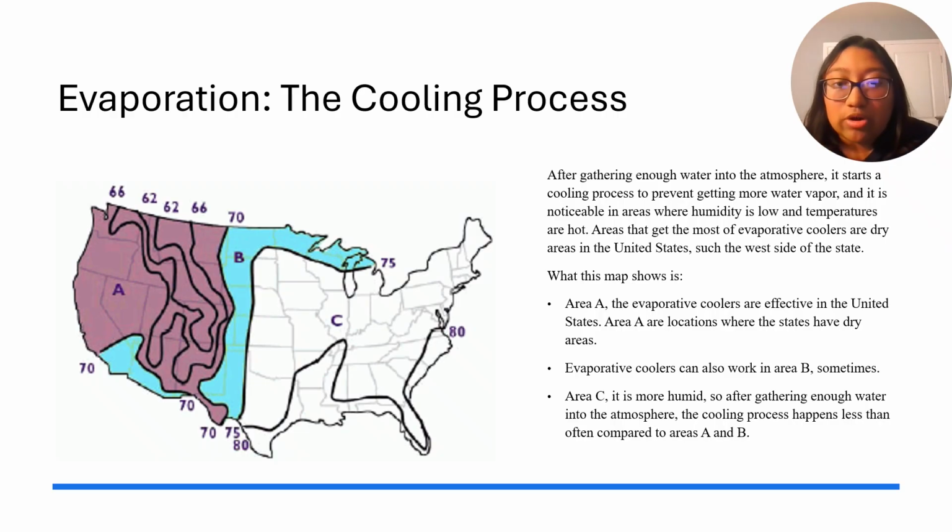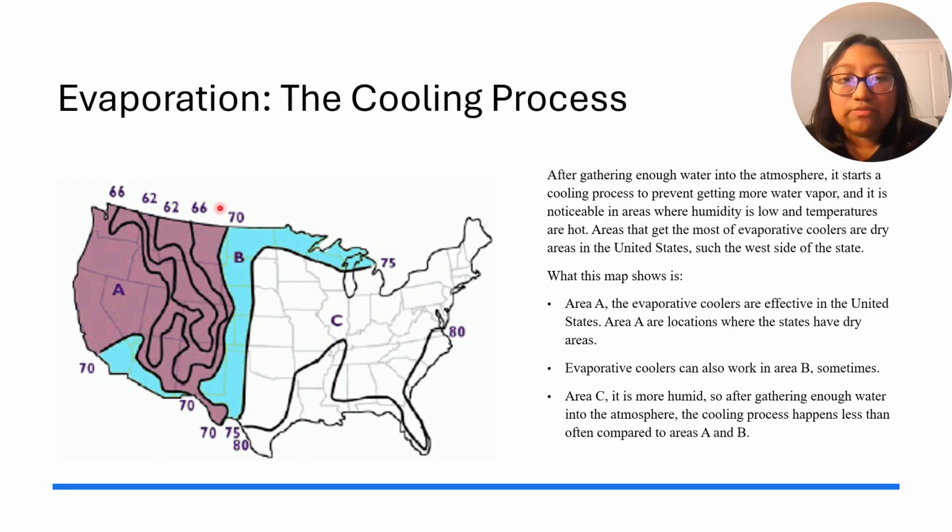After gathering enough water into the atmosphere, it starts a cooling process to prevent getting more water vapor, and it is noticeable in areas where humidity is low and temperatures are hot. Areas that get the most evaporative coolers are dry areas in the United States, such as the west side of the country. So pretty much what this shows is that in Area A, the evaporative coolers are effective in the United States. Area A is located where the states have dry areas.